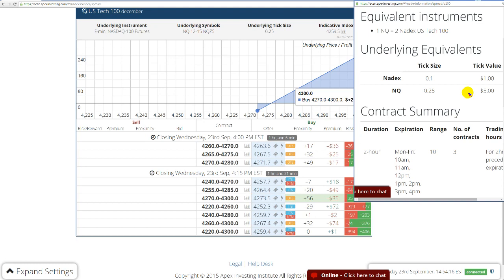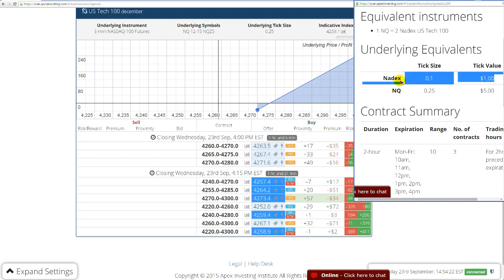Okay? So, because there are a point or a dollar, there's 10 dimes in a dollar. Does everybody get there's 10 dimes in a dollar, and that's why every point on a Nadex spread for a US Tech 100 is worth 10 bucks? Does everybody get that?